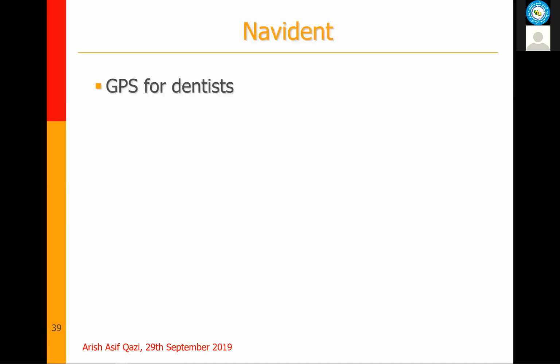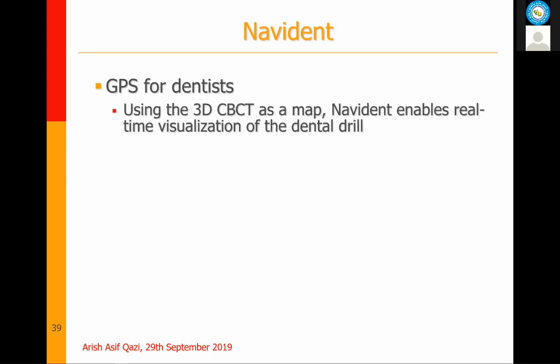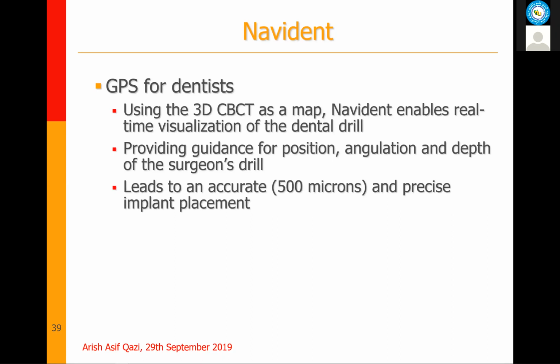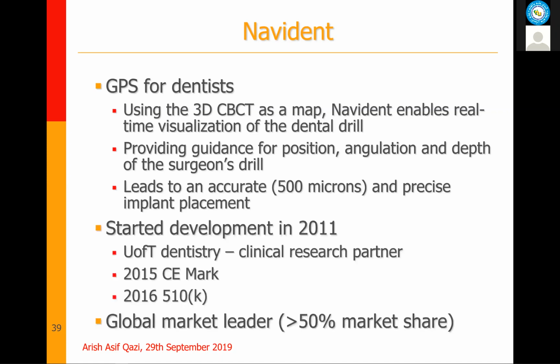Now, what is Navigant? In layman's terms, it's a GPS for dentists. Using the 3-dimensional cone beam CT as a map, Navigant enables real-time visualization of the dental drill. It provides guidance for position, angulation, and depth of the surgeon's drill. Our system is very accurate. The overall end-to-end system accuracy is 500 microns.